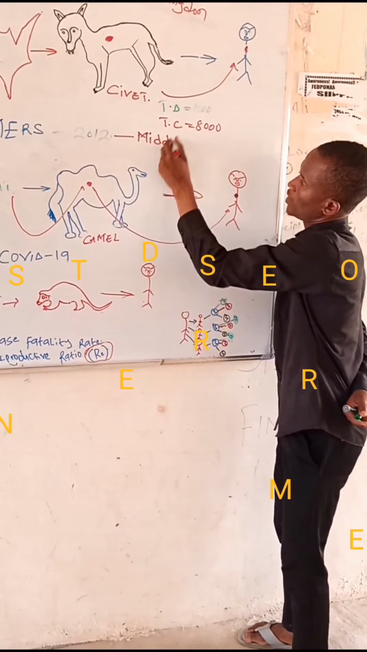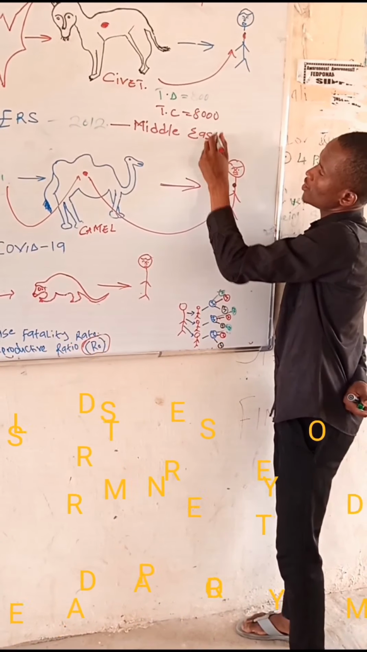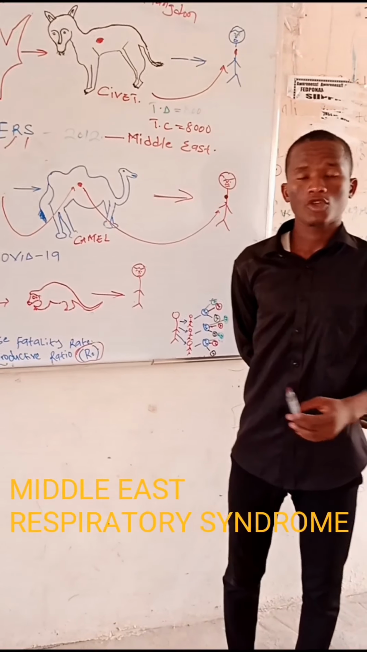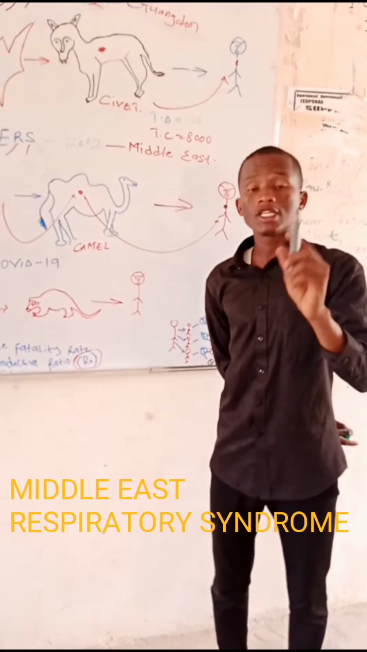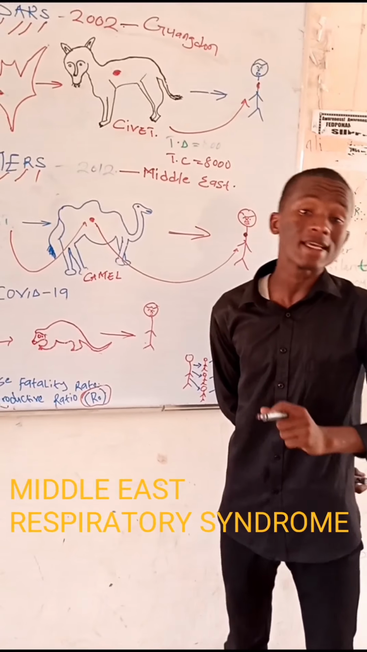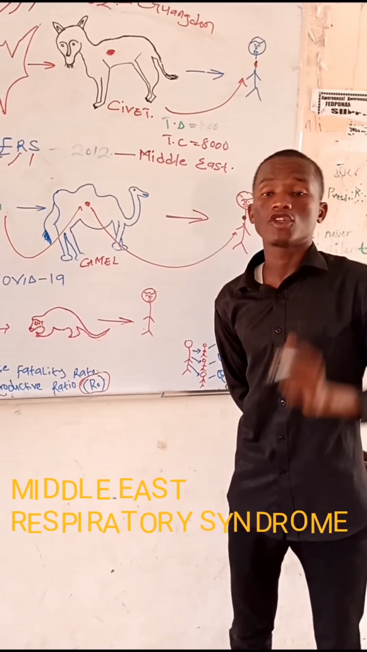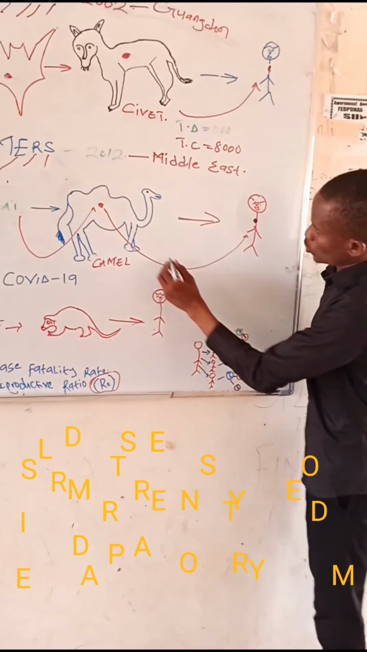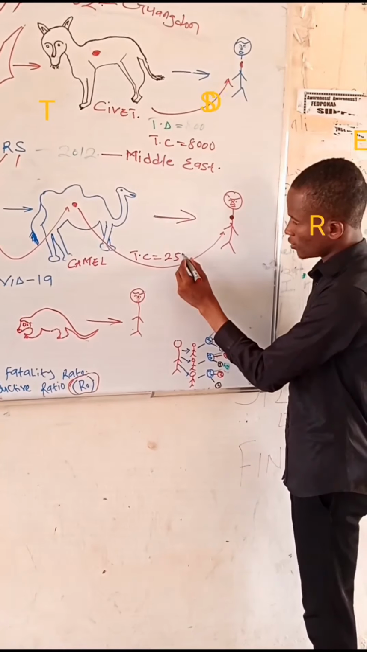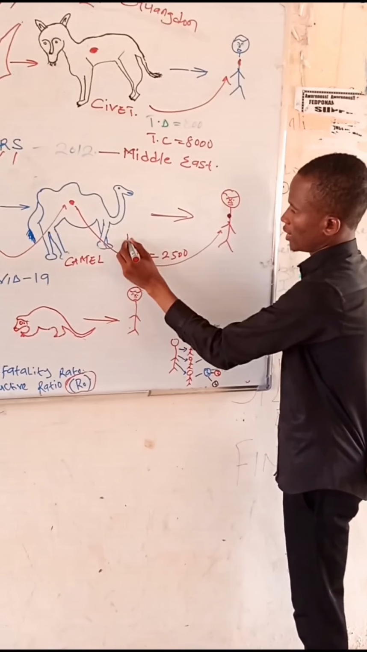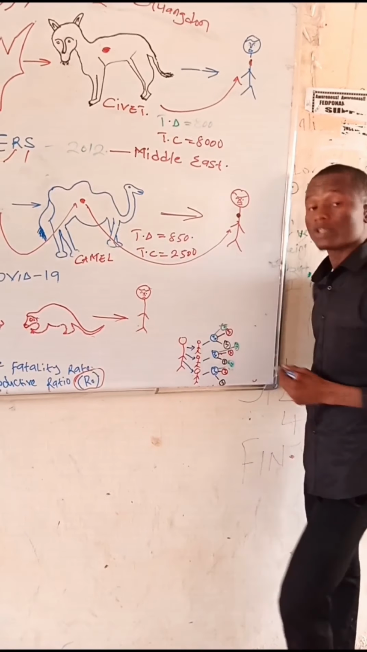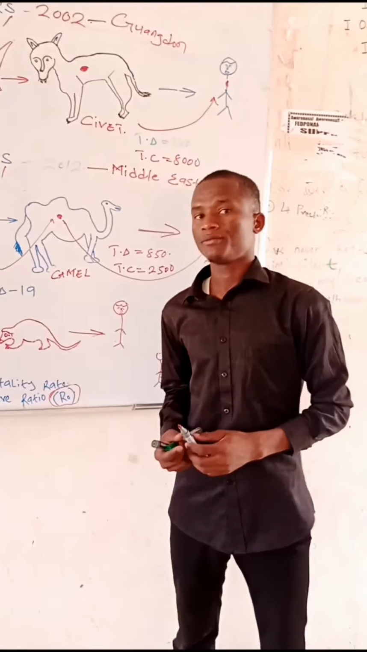Middle East, and therefore the name Middle East Respiratory Syndrome. So this is the second human coronavirus outbreak. This coronavirus outbreak resulted in about 2,500 total cases and about 850 total deaths. Let's write this down. Total cases, 2,500, and that is worldwide. Total deaths is 850. That is for the MERS outbreak of 2012.